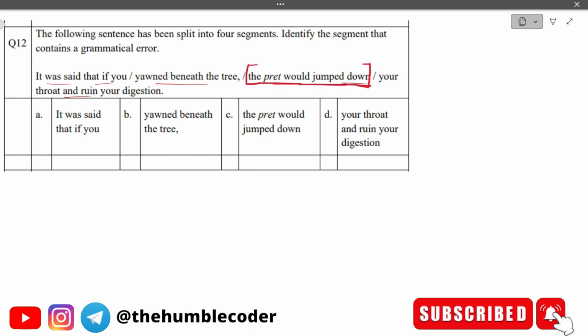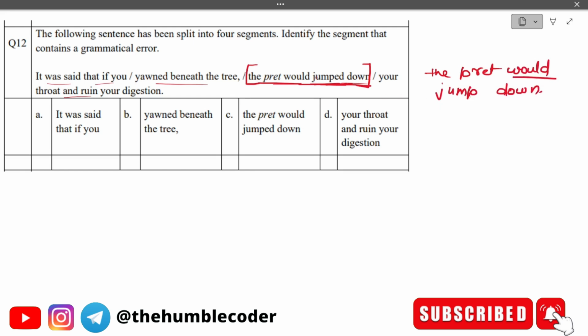See guys, if you read properly, you will get to know in one go that there is some problem related to verb form. That is jumped here. It should not be jumped. Let me tell you why. The error is with the verb form jumped, which is following would, right? In conditional constructions, with would, the base form of the verb should be used. Therefore, the correct part would be the prat would jump down. Because we are using would, this is not about past tense.